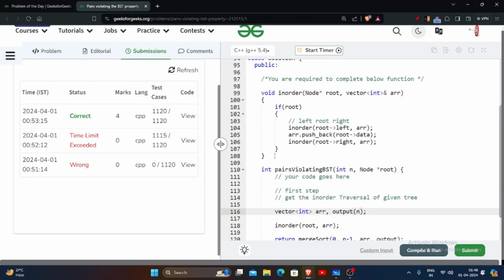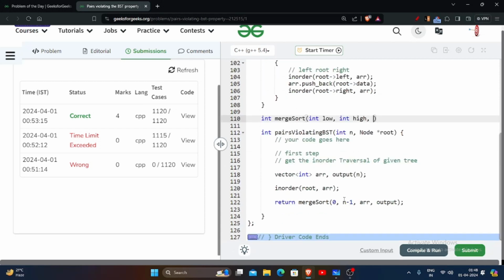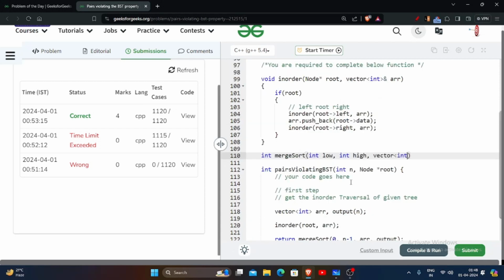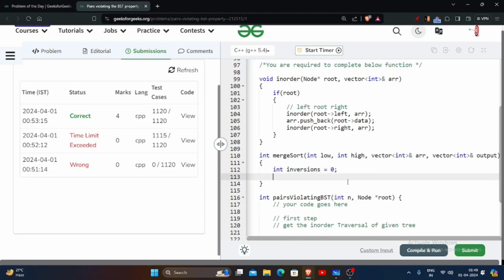अब मर्ज लिखेंगे. तो मर्ज सॉर्ट एकदम सिंपल नहीं है, बट अगेन थोड़ी प्रैक्टिस से होती है. मर्ज सॉर्ट int low, int high, and we pass an array and output. Okay, so vector of int and by reference again ऐसे करना चाहिए. This also by reference. Now let's say inversions आएंगे कुछ. ठीक है, 0 वही निकाल लिया हमें.